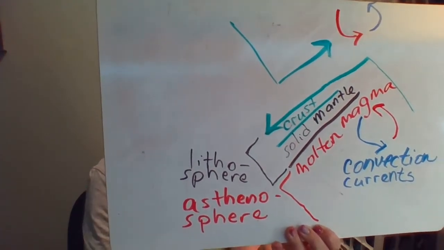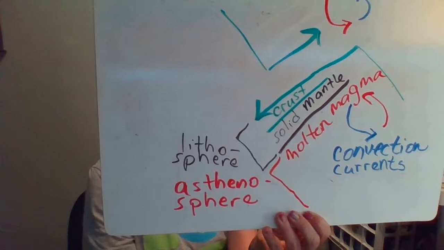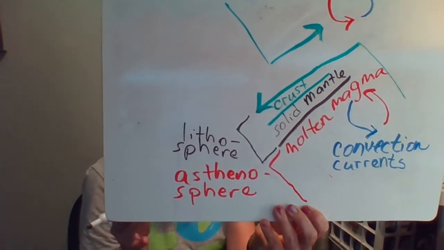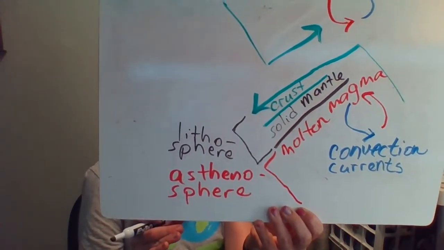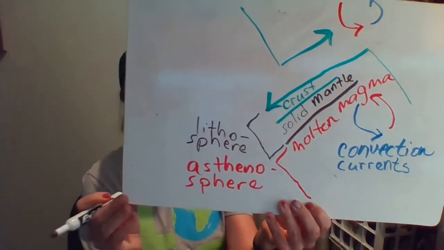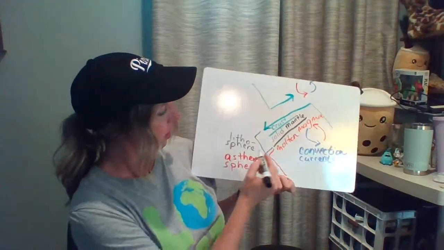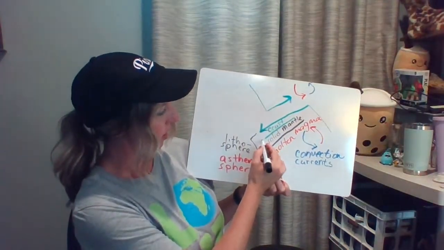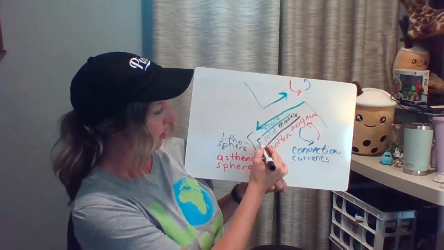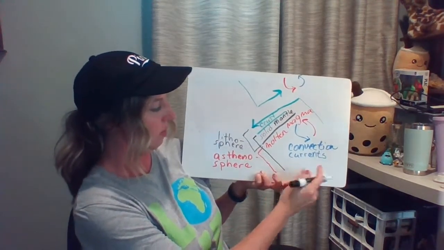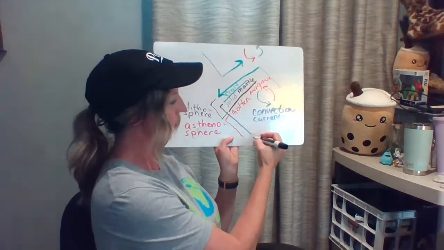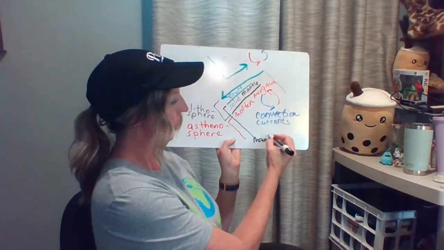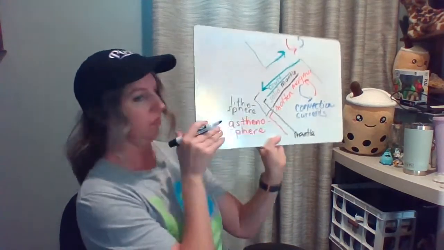Lastly, grab your black. We're going to label the mantle. Remember, the mantle is part of the solid part of the mantle, right underneath the crust, and includes the molten magma. So this right here, going all the way down, that's going to be your mantle. As you can see, I kind of ran out of room.